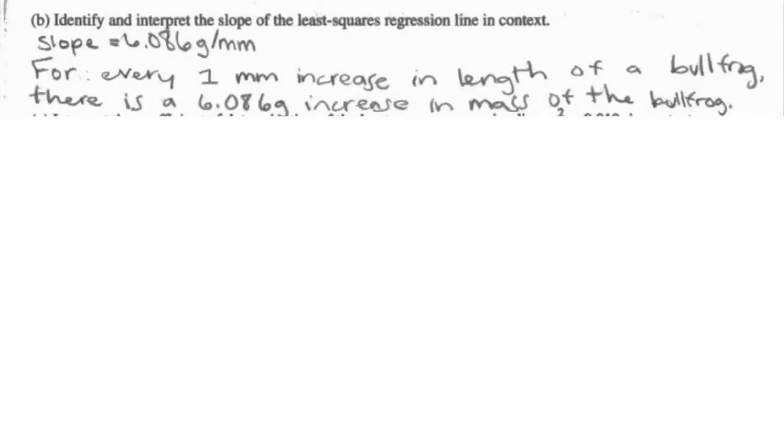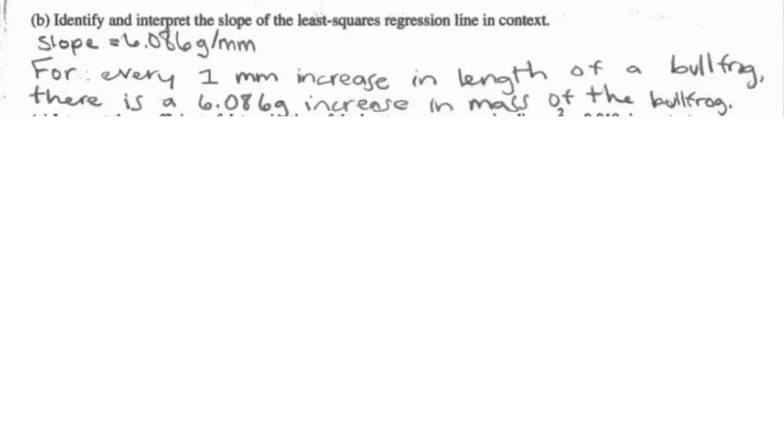Student 3, slope 6.086 grams per millimeter. For every 1 millimeter increase in length of a bullfrog, there is a 6.086 gram increase in mass of the bullfrog. P, because? He used deterministic language. Didn't use non-deterministic language. If they'd used average, expected, predicted, anything along those lines, this would have been an E. But because they left that off, it's a P.